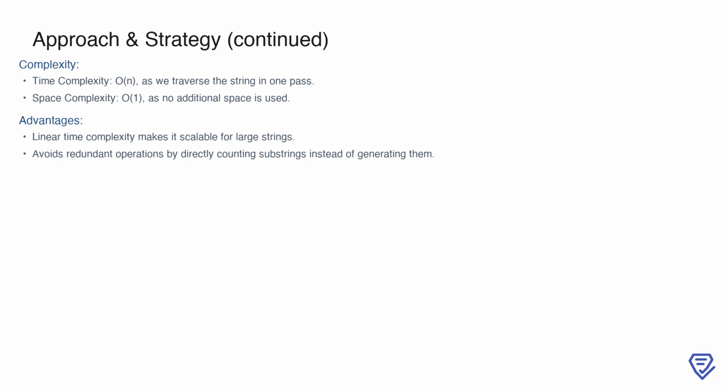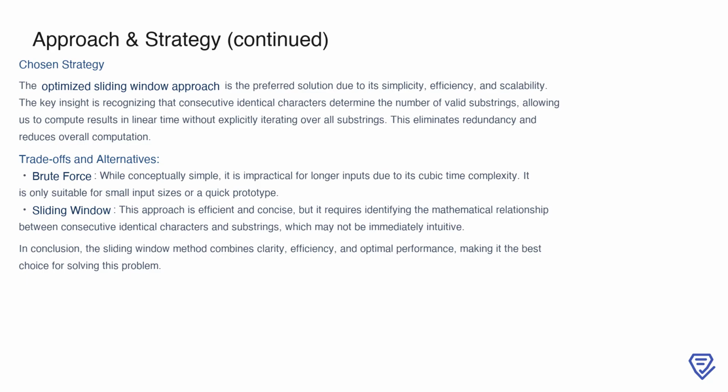By directly counting valid substrings based on the length of consecutive identical characters, we avoid the overhead of generating substrings explicitly, which drastically reduces computation time. This method not only simplifies the implementation but also ensures optimal performance, making it well-suited for real-world scenarios where input sizes may be large. With these considerations, the optimized sliding window approach emerges as the preferred solution.